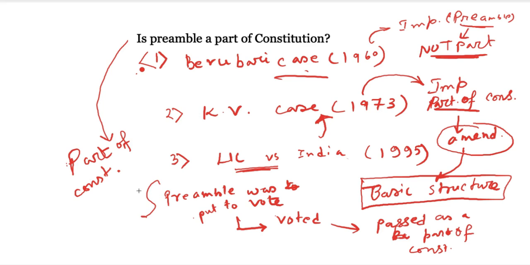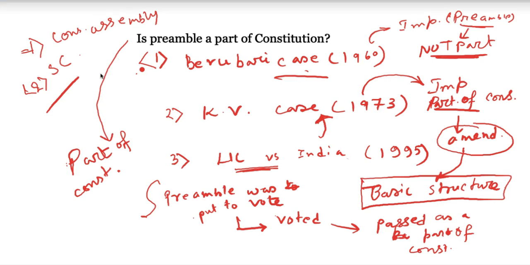One is the Constituent Assembly, and another is the Supreme Court. So both organs say that the preamble is part of the Constitution. But the preamble is not a source of power of the Constitution. Let's wrap this.